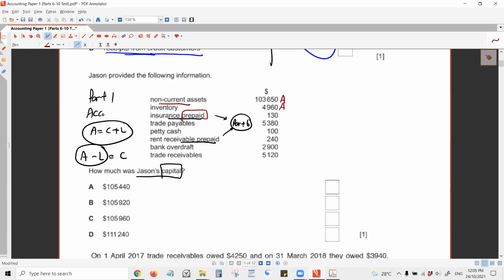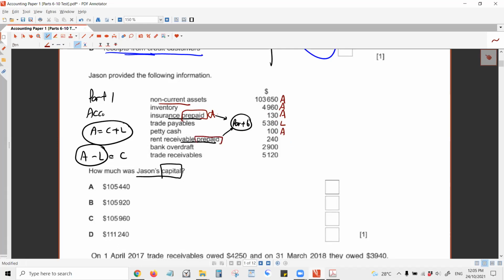Prepaid means you overpay. When you have overpaid an expense, so you are trying to think, you overpay insurance to the insurance company. That means temporarily, insurance company owes us money. So it's a current asset, so asset. Okay, this is a current asset, yeah. Trade payable, current liability. Petty cash, asset.